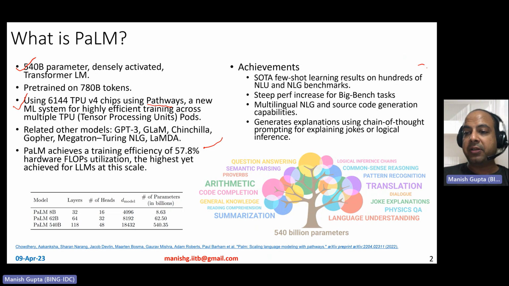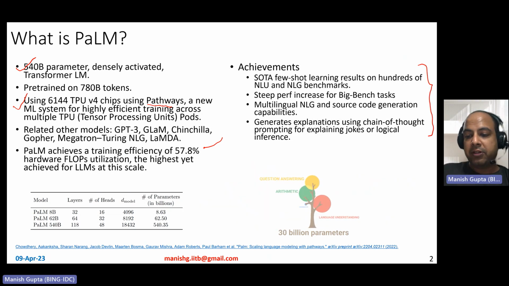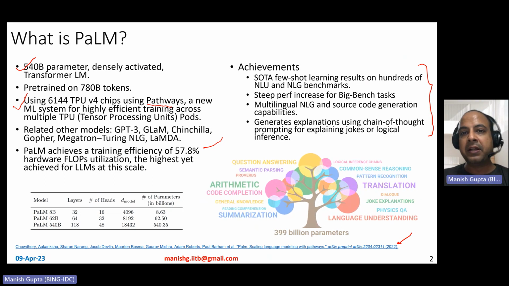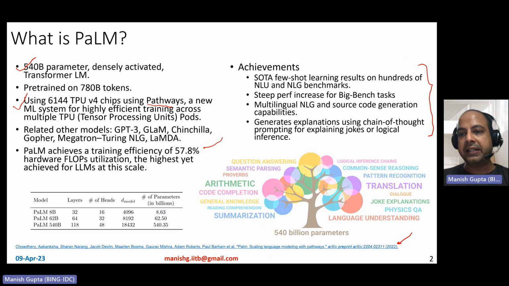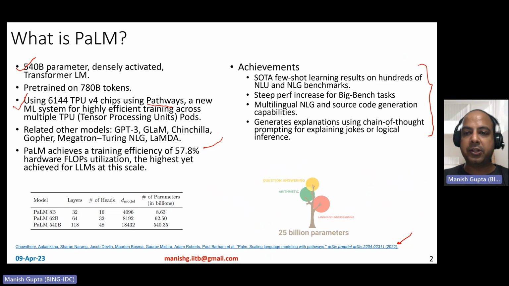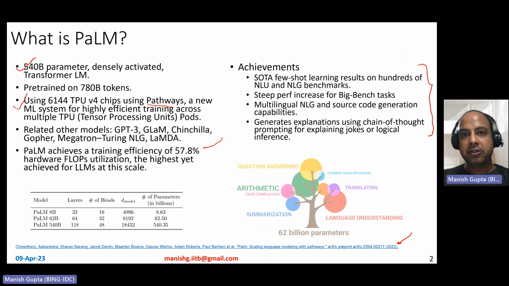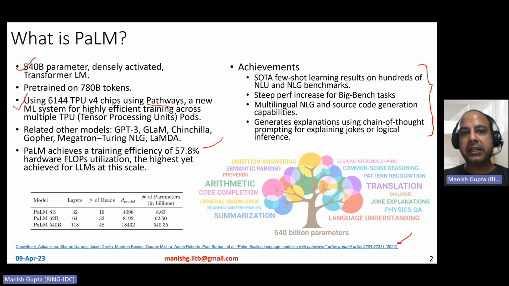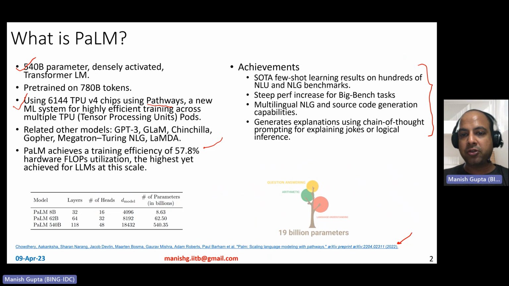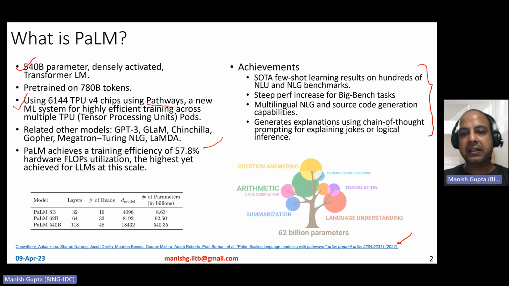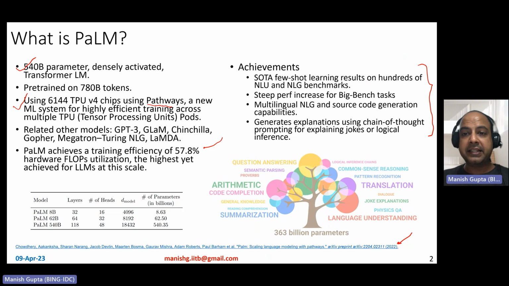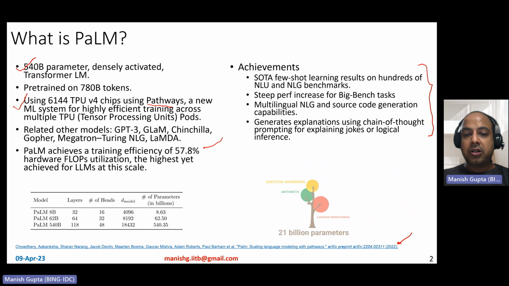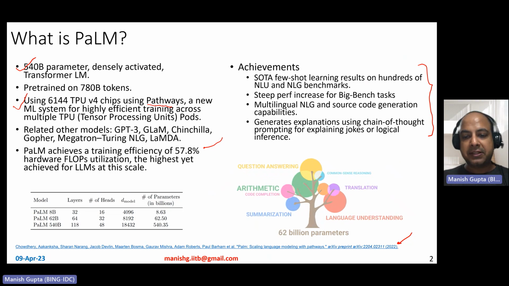Here are some of the achievements of the PaLM model. So when it was proposed in early 2022, it was shown as the state of the art. It provides state-of-the-art few-shot learning results on hundreds of NLU and NLG benchmarks. It led to a steep performance increase for BIG-bench tasks. It is also really great at multilingual NLG and source code generation capabilities, as we'll see in the later part of this video. It generates explanations using chain of thought prompting for explaining jokes or logical inference. Again, we'll see some examples.